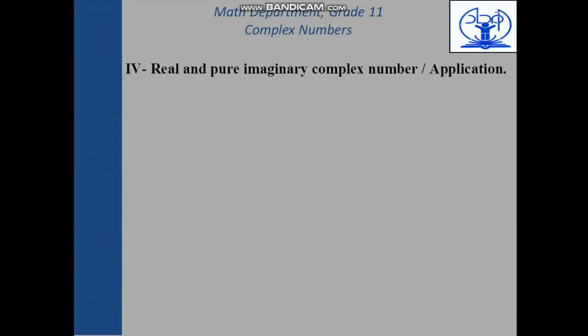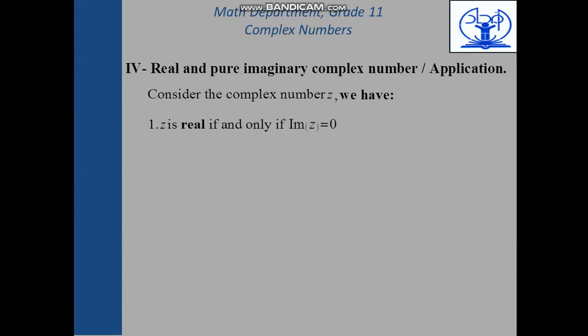Now, real and pure imaginary complex number application. Consider the complex number z. We have z is real if and only if its imaginary part is equal to 0. z is pure imaginary if and only if real part of z equals 0 and imaginary part of z is not equal to 0. Be careful, this condition is very important, because if the imaginary part of z equals 0 and the real part of z equals 0, in this case z will be equal to 0 plus i times 0, and it will be equal to 0, and we know that the number 0 is a real number and not a pure imaginary complex number. So the imaginary part of z must be not equal to 0.